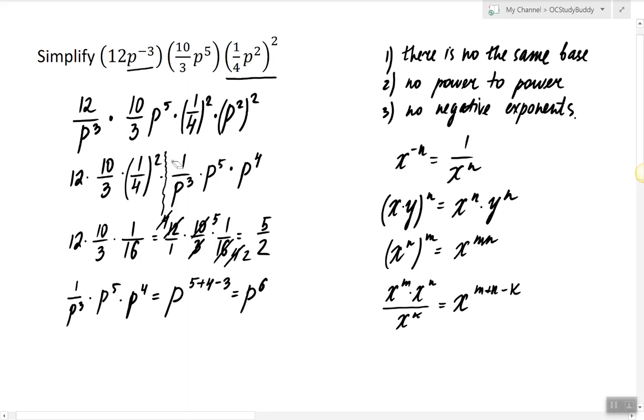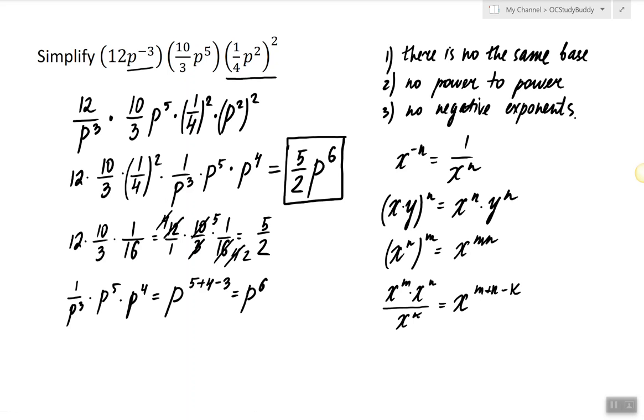So the answer to the problem is 5/2 p to the power 6. Now if we look at this expression, we can see that there is no the same base appearing more than once, there is no power to power, and there are no negative exponents.